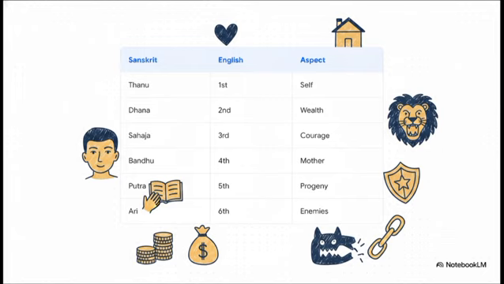The second, Dana, calculates wealth and family. The third rules courage. The fourth relates to the mother and comforts. The fifth focuses on intellect and progeny. And the sixth, Arya, maps out our enemies, debts, and diseases. It's this incredibly logical progression right from the self outward into the immediate material world.